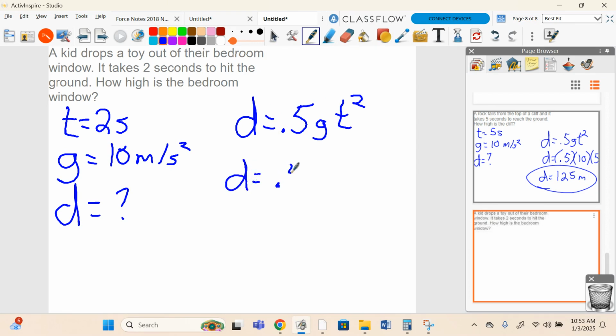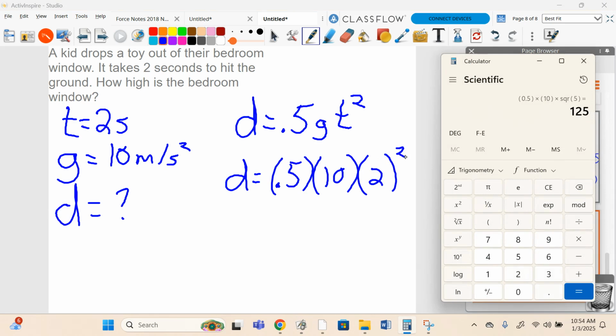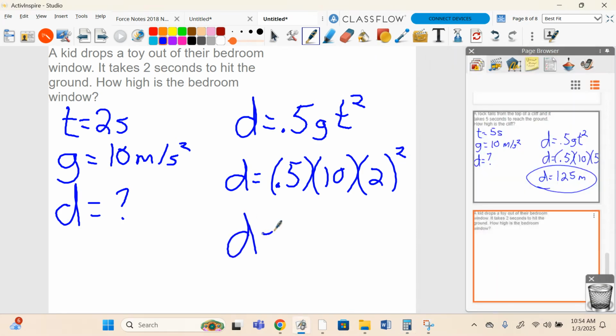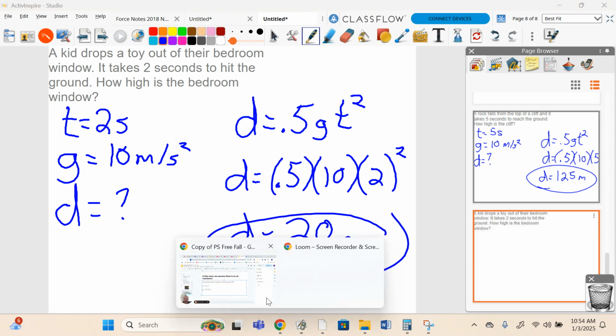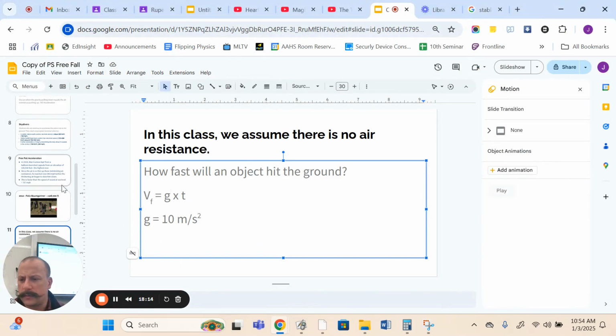I'm going to plug into the equation. And then I'm going to type in my calculator: 0.5 times 10 times 2 squared. And the distance here is 20 meters. And that's it. And that should be, I believe, the end of your notes.